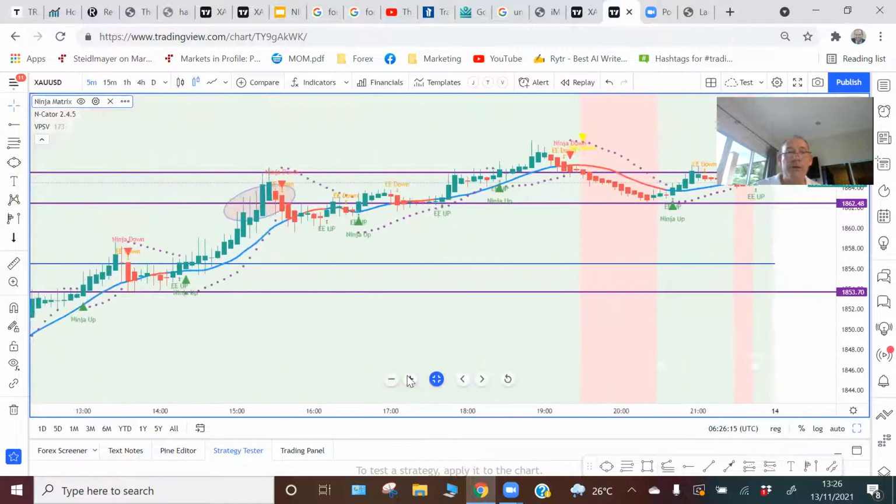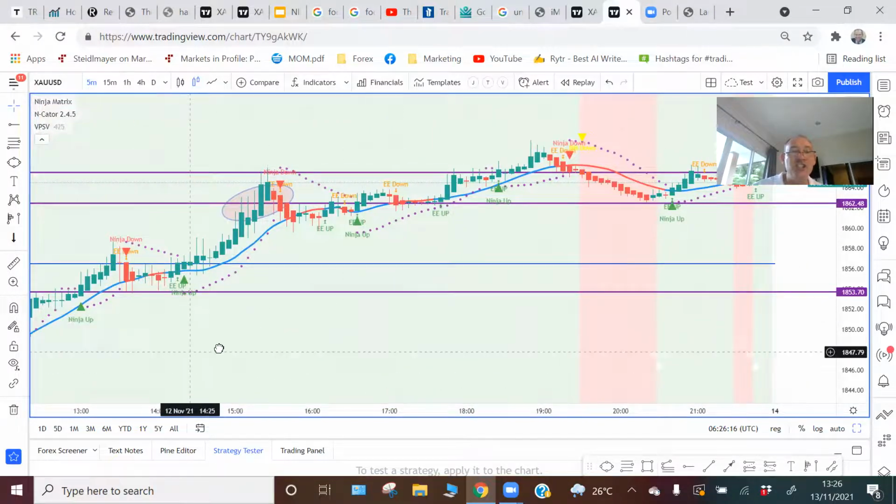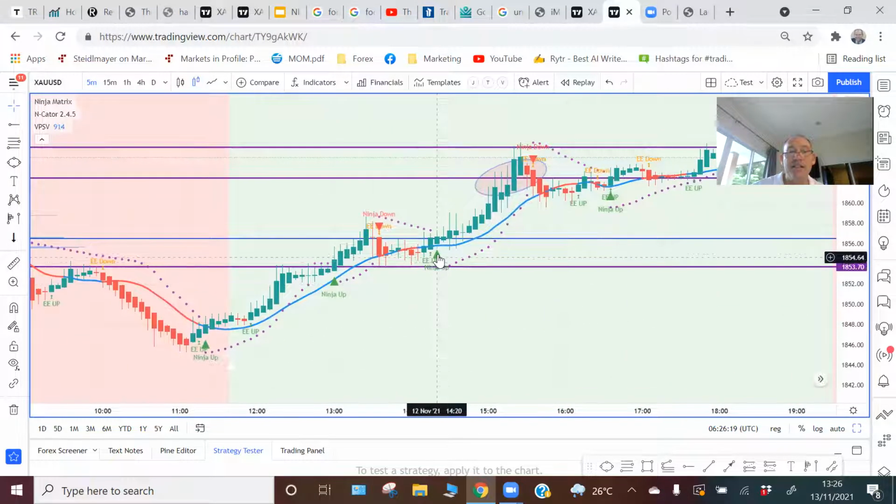Rather than jump in, why do we wait for a Ninja up? There's a Ninja up there. We could have got that one or that one there. There's a couple of other things on this. I'll do it in a later video. But if you take that one there and you take that all the way to the target, thank you very much. Money in the bank, easy peasy lemon squeezy, as I say.